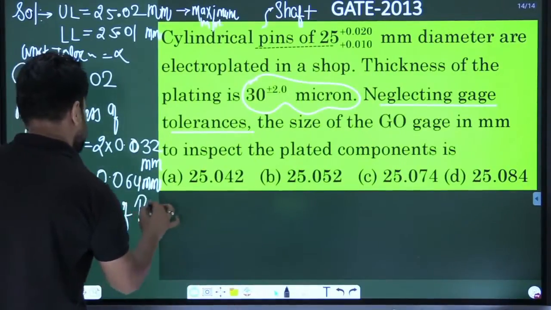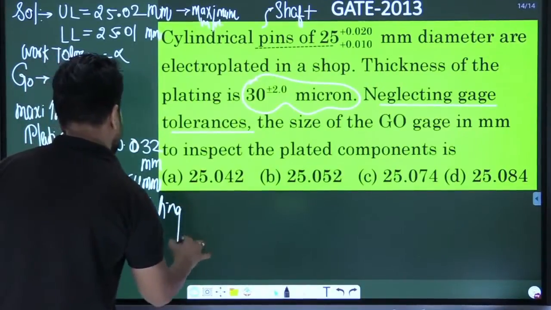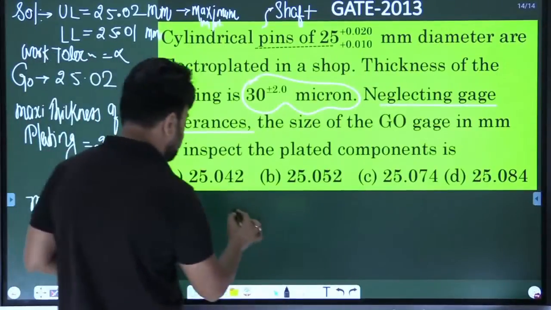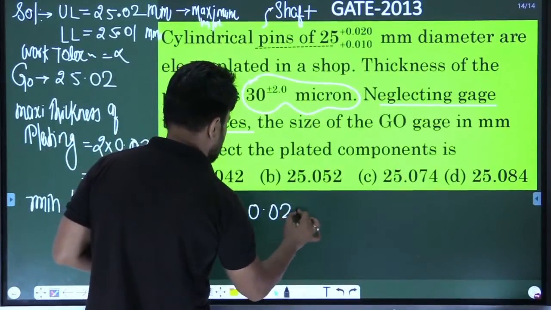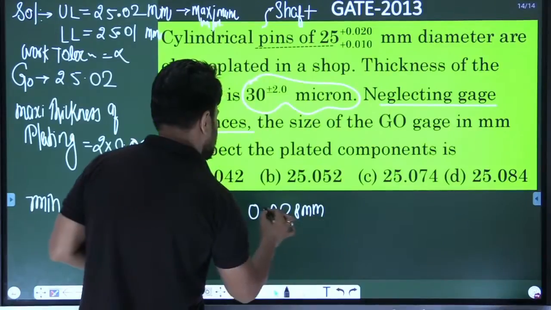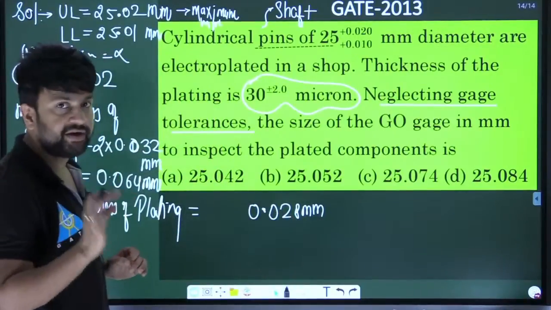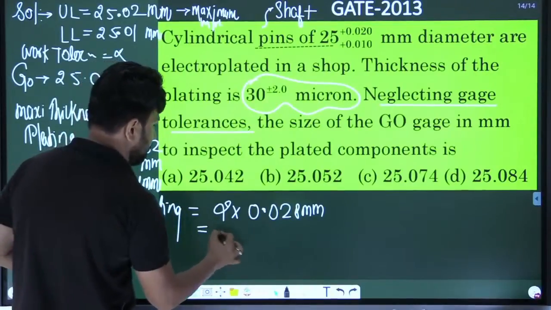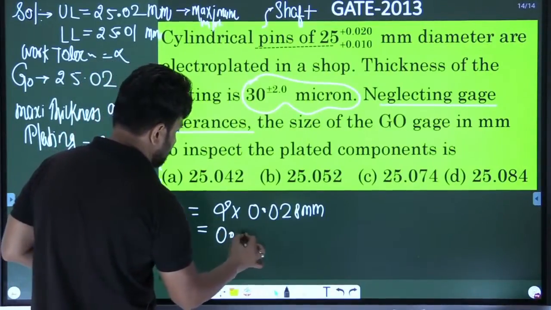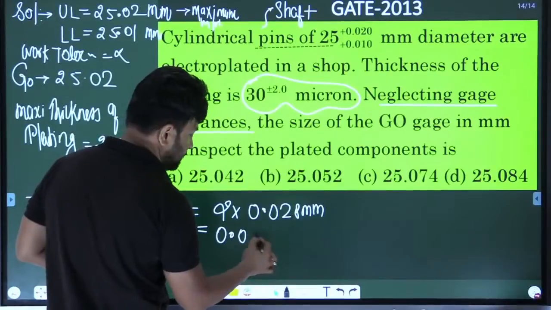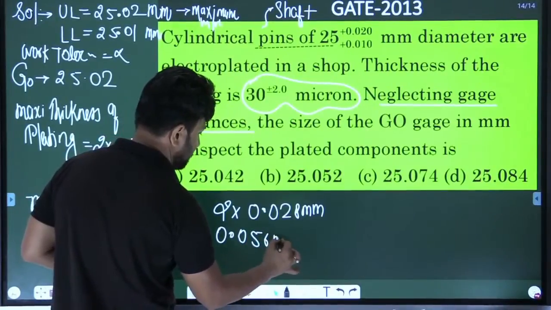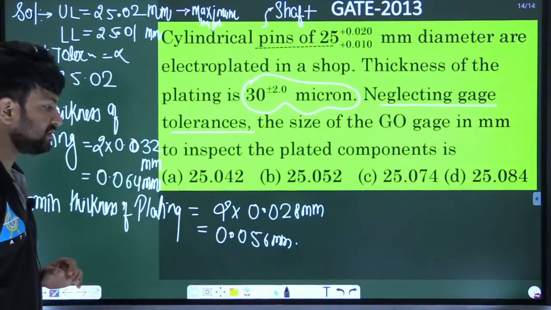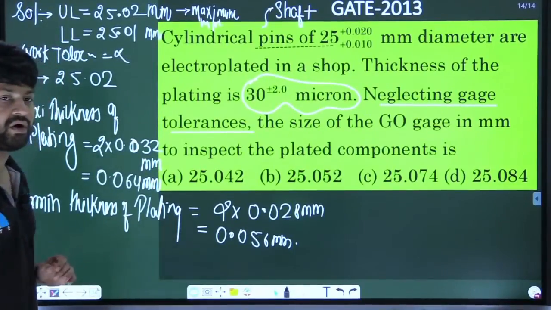Now, the minimum thickness of plating is what? 28 micron, right? In mm it will become 0.028 mm. My dear, the plating will be done radially on a shaft, so you have to make it twice. So it will become 0.056 mm. Right? Am I clear or not?